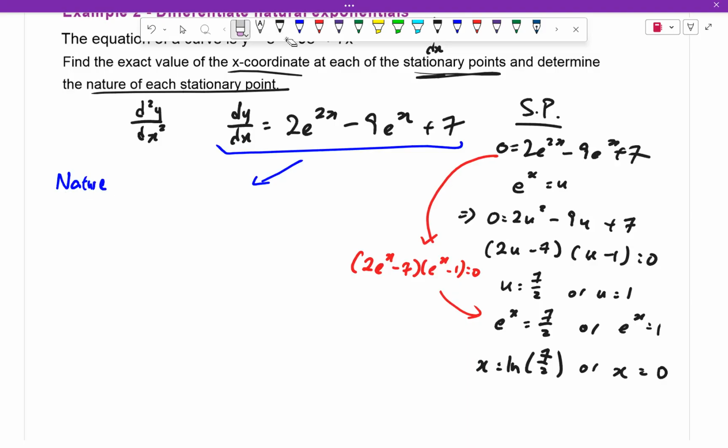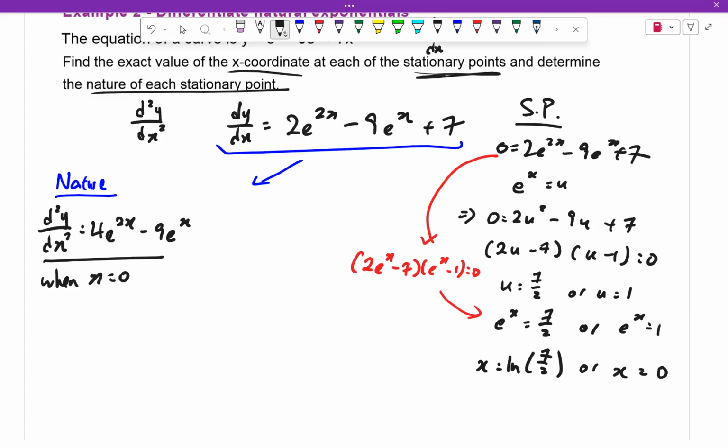Okay, so let's have a look. We will have d squared y over dx squared equals 4e^(2x) minus 9e^x, and the 7 is gone. Let's substitute. When x equals 0, we get 4e^0 minus 9e^0, which is the same as 4 minus 9, which is negative 5. Since it's negative, lower than 0, this is our maximum. If it's lower than 0, it's always a maximum. Above is always a minimum. So that's one done.